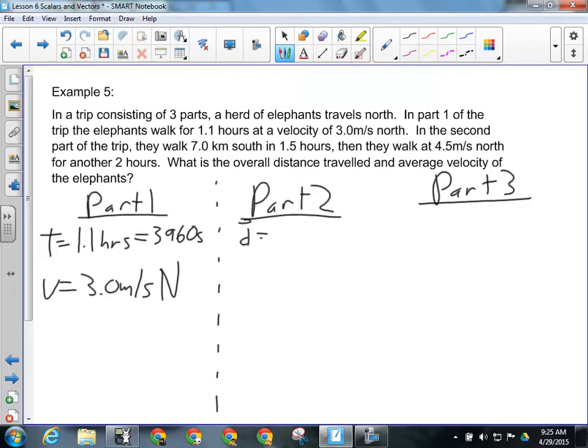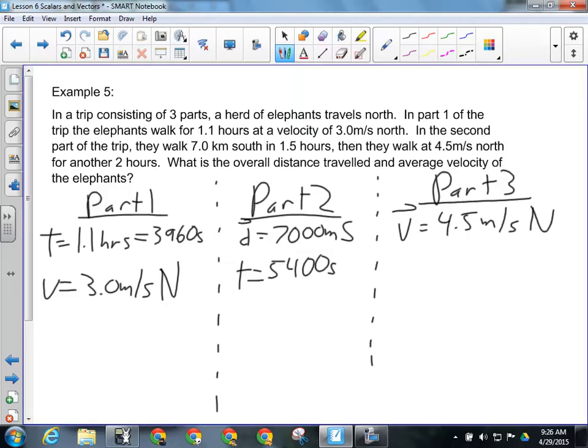Our displacement for that part is going to be 7,000 meters south. And our time is 1.5 hours, which I also need to multiply by 3,600 to get it in seconds. There's 5,400 seconds in 1.5 hours. Okay, and then in part 3, they walk at 4.5 meters per second north for another 2 hours. So in 2 hours, there are 7,200 seconds.